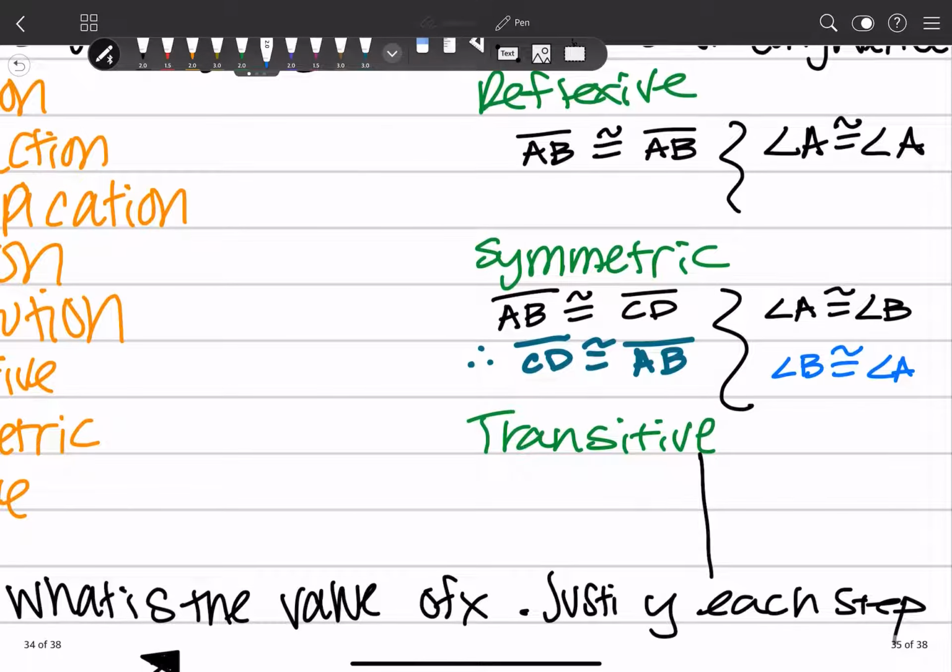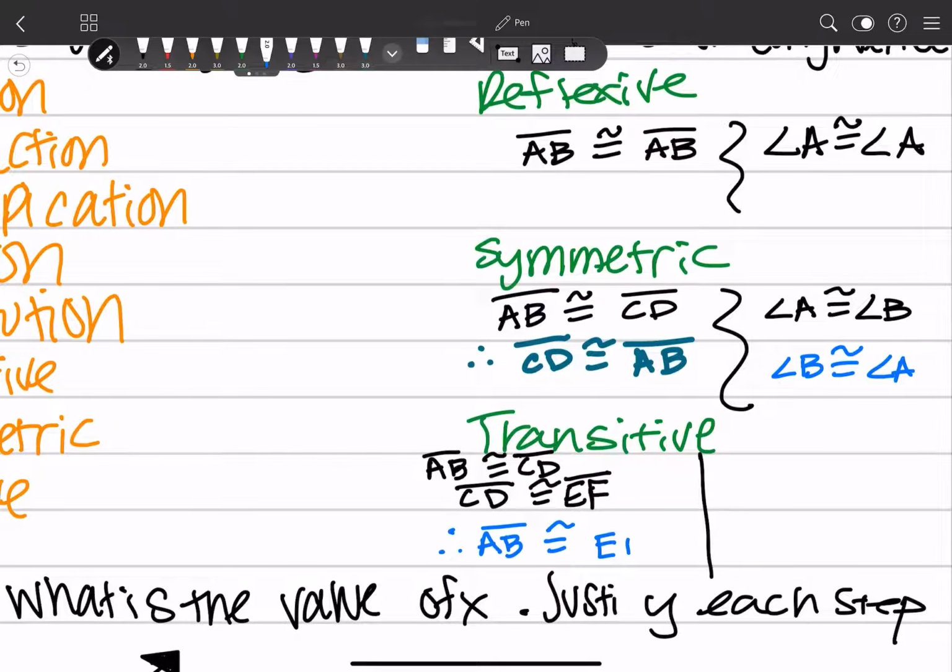All right, so transitive, this is based off of the law of syllogism. Remember, if A, then B, if B, then C, then, therefore, A, then C. So they would give you something like this in terms of segments. AB is congruent to segment CD. CD is congruent to segment EF. Therefore, you can draw the conclusion that segment AB is congruent to segment EF.